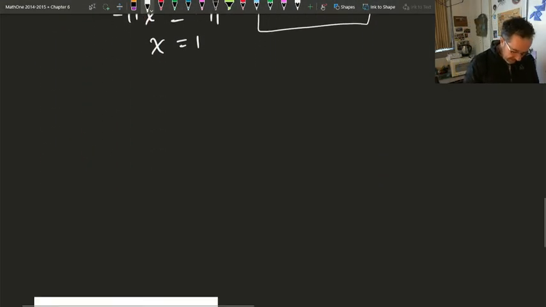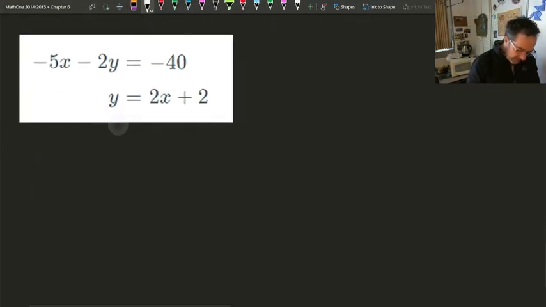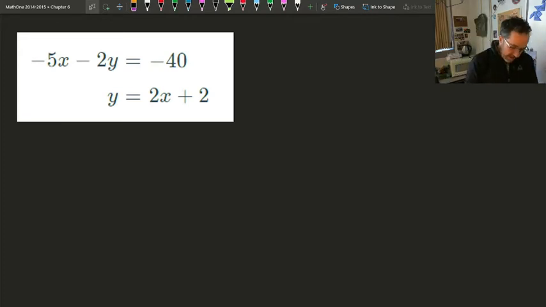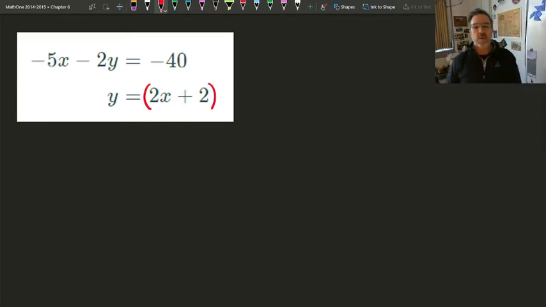All right, let's go look at our last example. For our last example today, it's another system, and we're going to use substitution. We're going to be bringing in this binomial, and what I like is in the second equation, it's telling me that y is 2x plus 2. So I'm going to substitute that y from the second equation into the first equation.